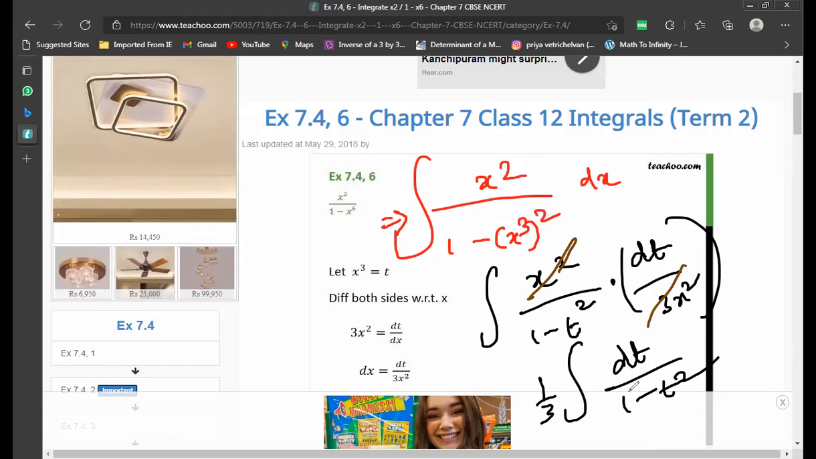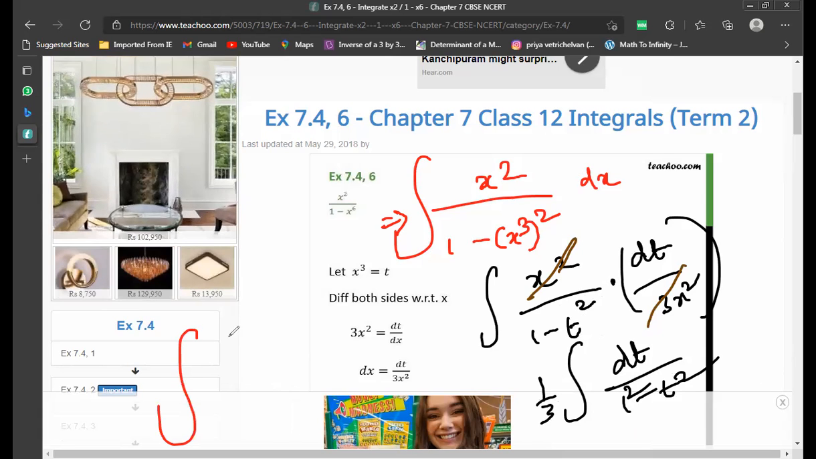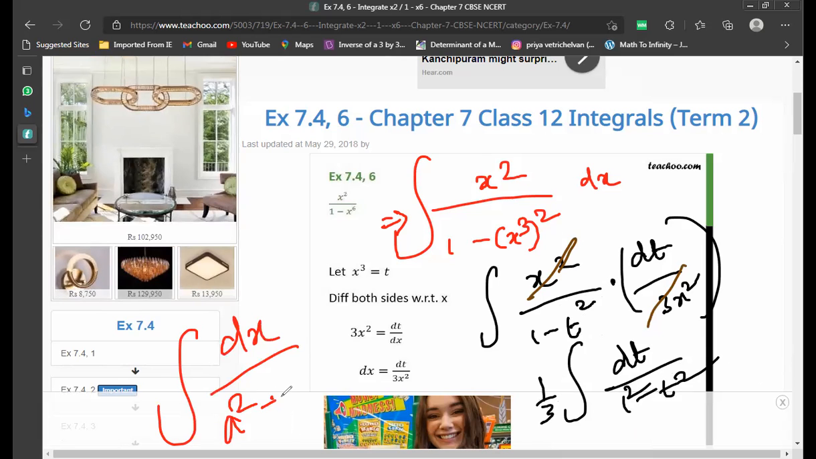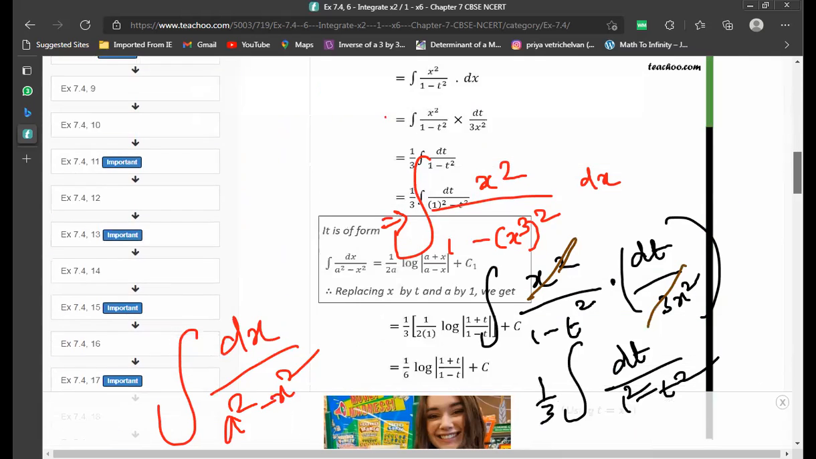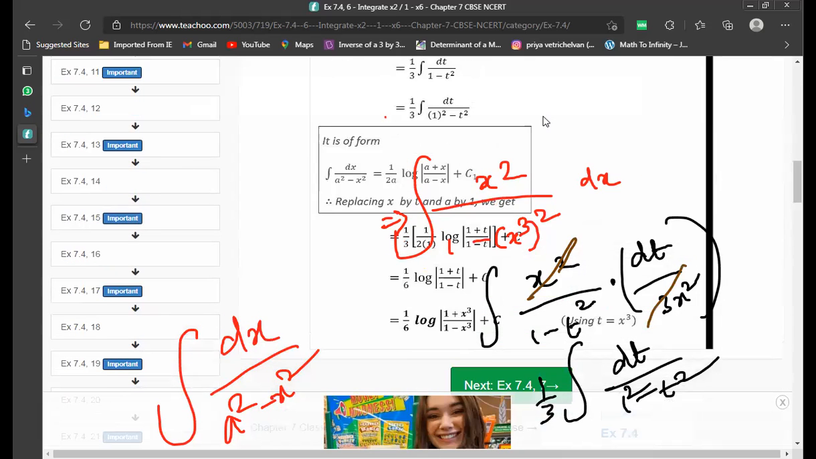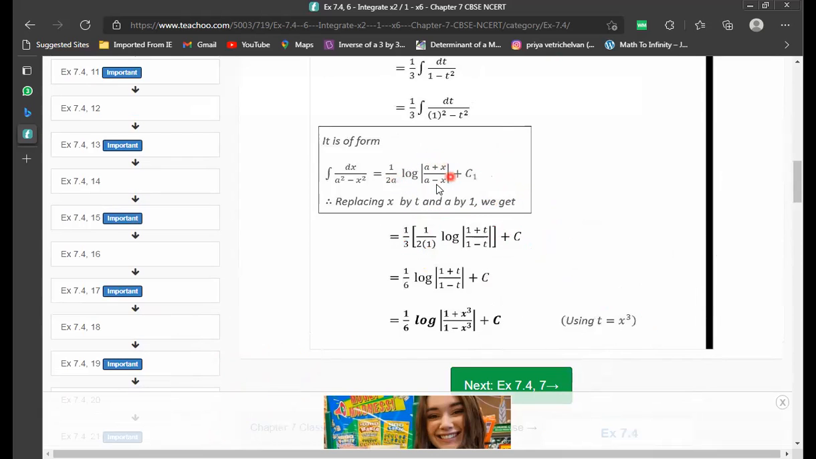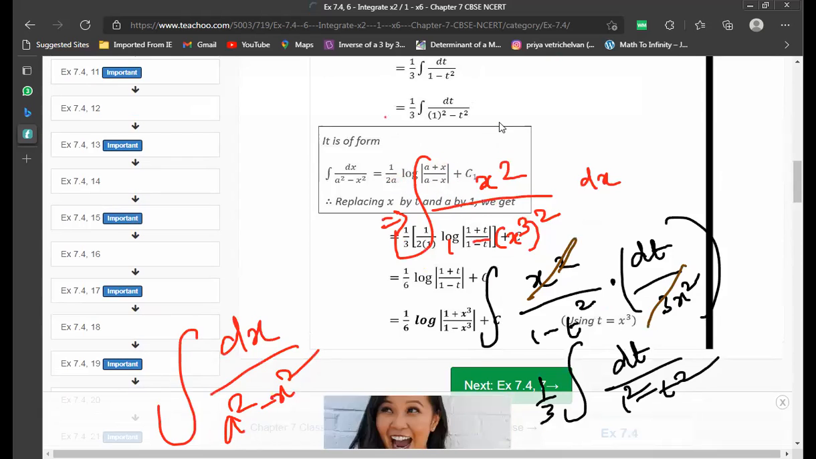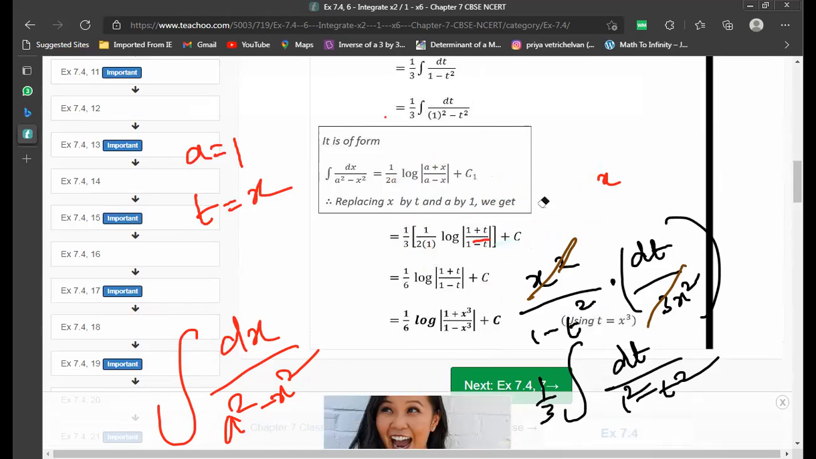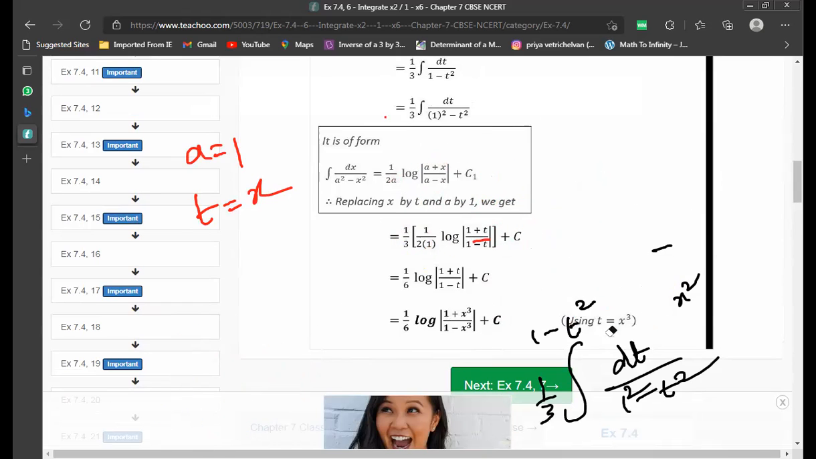Can I write 1 as 1 square? Yes, you can write. So you can use the dx upon a square minus x square formula now. It is in this form. So what is the integral of dx upon a square minus x square? It's 1 by 2a log of a plus x upon a minus x. That is the formula. So if you compare this, you can write a as 1 and t as x. Just replace a as 1 and x as t in this.